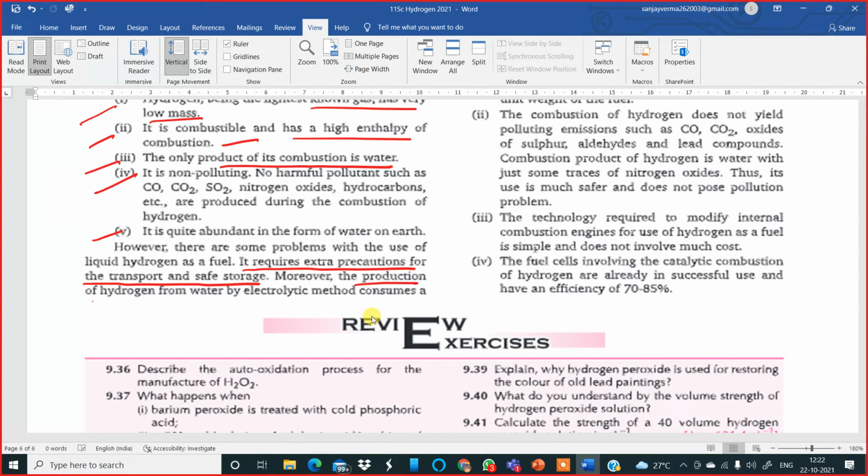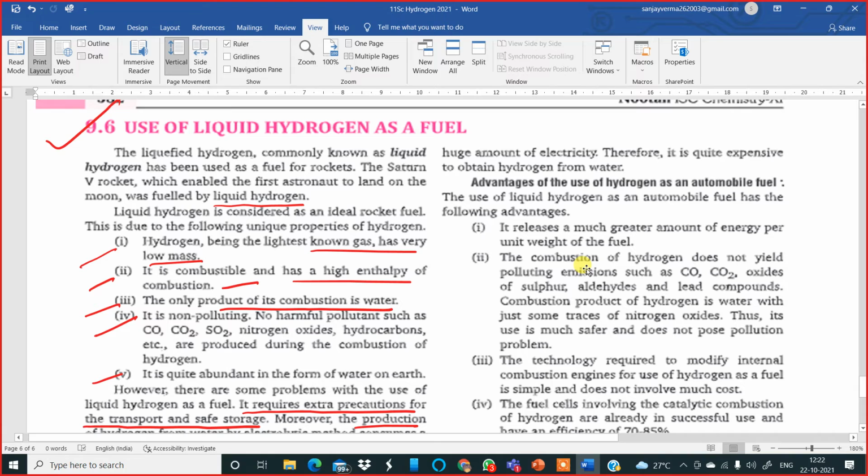Moreover, the production of hydrogen from water by the electrolytic method consumes quite an amount of electricity. Therefore, it is quite expensive to obtain hydrogen from water. So that's why we apply the Lane method for the manufacture of hydrogen gas.